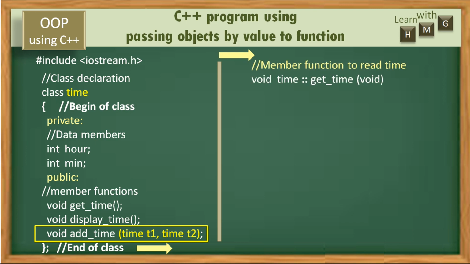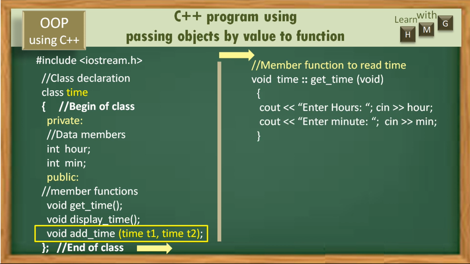The first member function is getTime. Here we are going to accept hour and minute. Enter hours and enter minute. Using cin and extraction operator, accept the data member values hour and minute. So in this way, the object can be initialized by calling this function getTime.